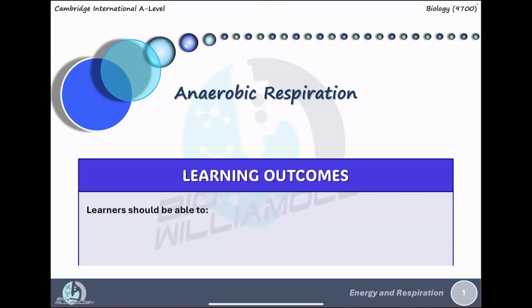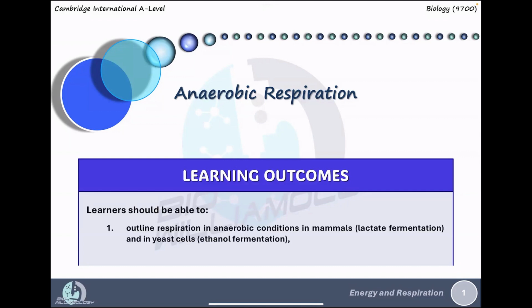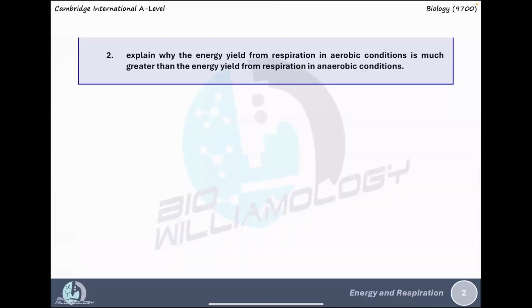In this lesson, we will explore anaerobic respiration. At the end of this lesson, you will be able to outline respiration in anaerobic conditions in mammals involving lactate fermentation, and also in yeast cells, which is ethanol fermentation, as well as explain why the energy yield from aerobic respiration is much greater than the energy yield from respiration in anaerobic conditions. Let's get started.